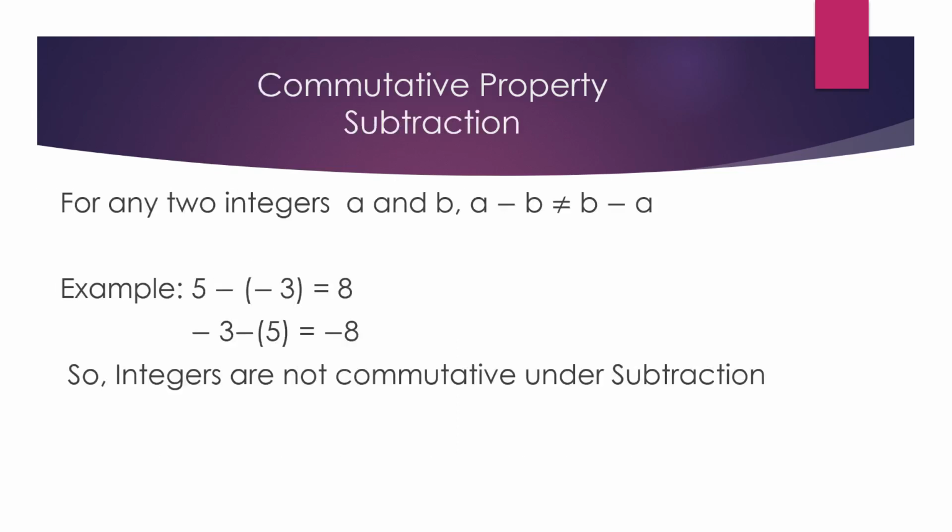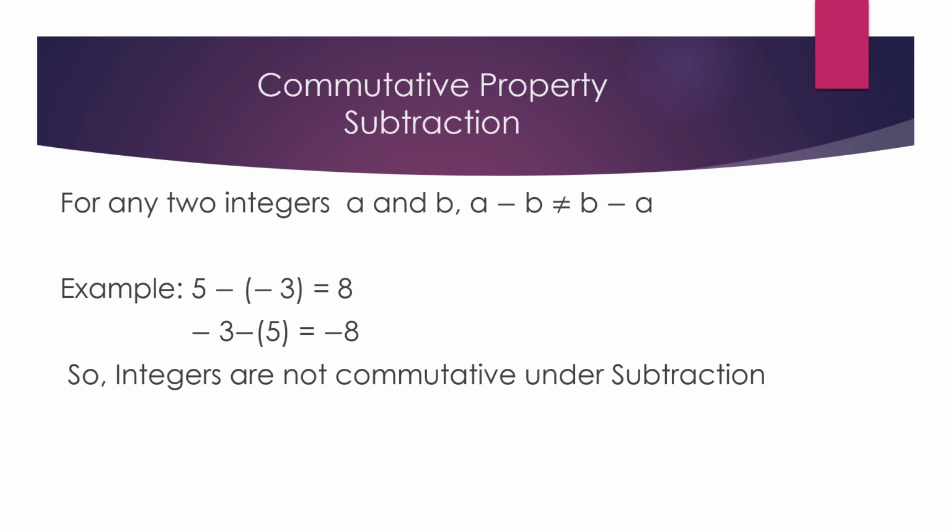Commutative property of subtraction. For any two integers a and b, a minus b is not equal to b minus a. If we change the order of the integers while subtracting, then the result will not be the same.